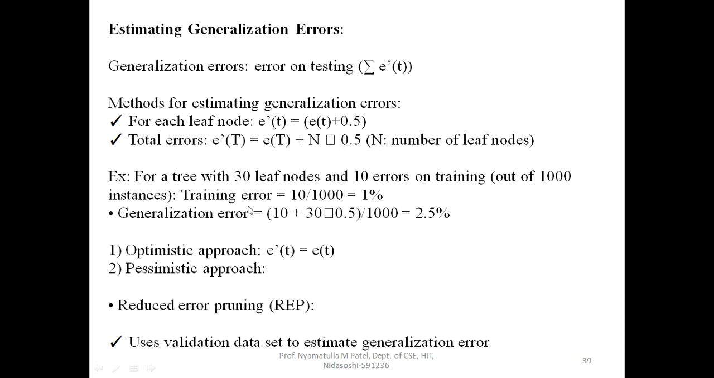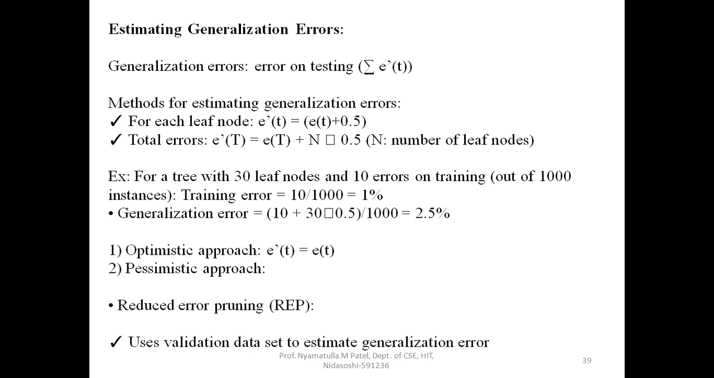For example, let us see a tree with 30 leaves and 10 errors on training out of 1000 instances. So, you have a tree structure with 30 leaf nodes, and when you test on 1000 inputs, there are only 10 errors on the training. So, the training error is equal to 10 divided by 1000, which is 1%. The generalization error will be 10 plus 30 into 0.5 divided by 1000, that will be 2.5%.